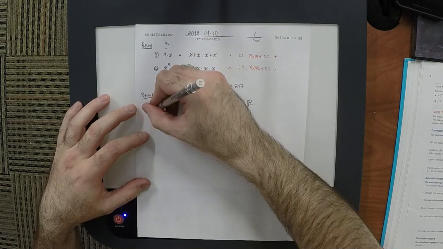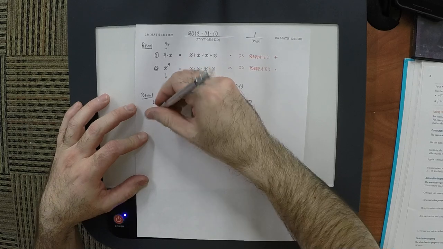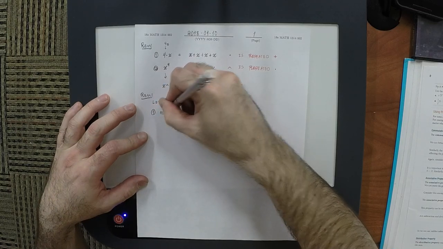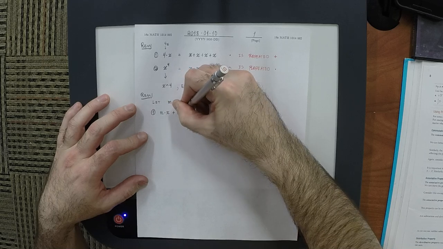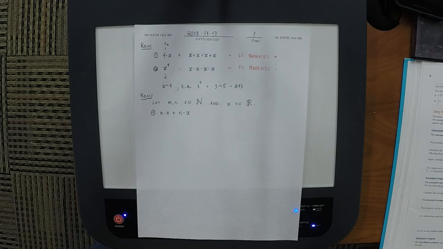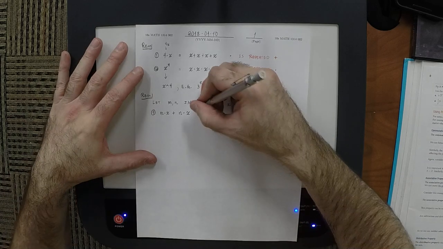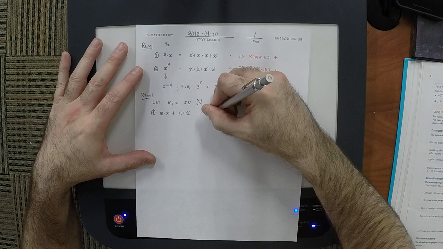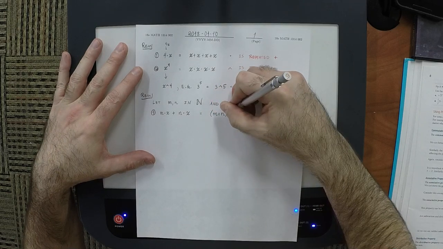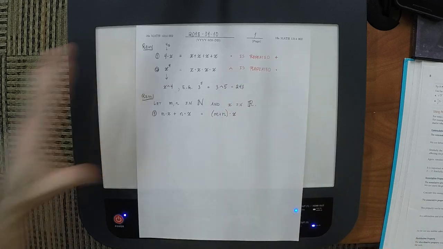Okay. So, first thing, we have M multiplied by X plus N multiplied by X. So, what should this be? Yes? X common, M plus N. Okay, so we could write it in this way. This is M plus N, and then multiplied by X, like so.